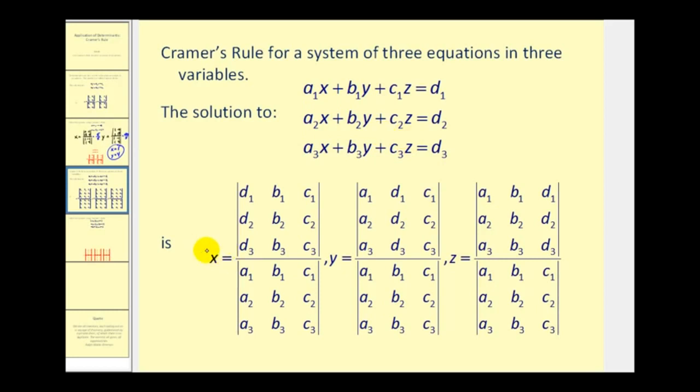Next, if we want to solve for the x value, the numerator will come from replacing the x coefficients with the constants. The numerator for y will come from replacing the y coefficients with the constants. And the numerator for z will come from replacing the z coefficients with the constants. So let's go ahead and try one of these as well.